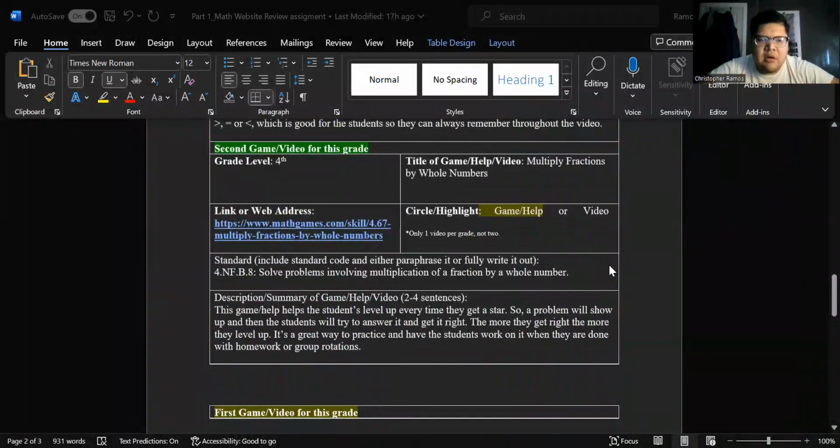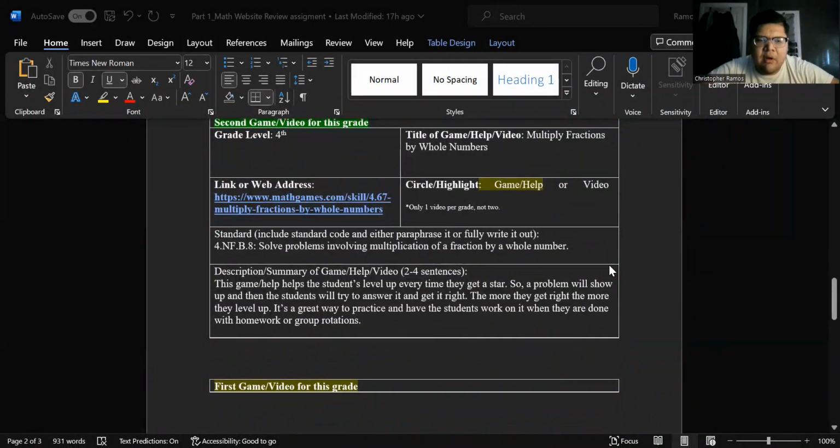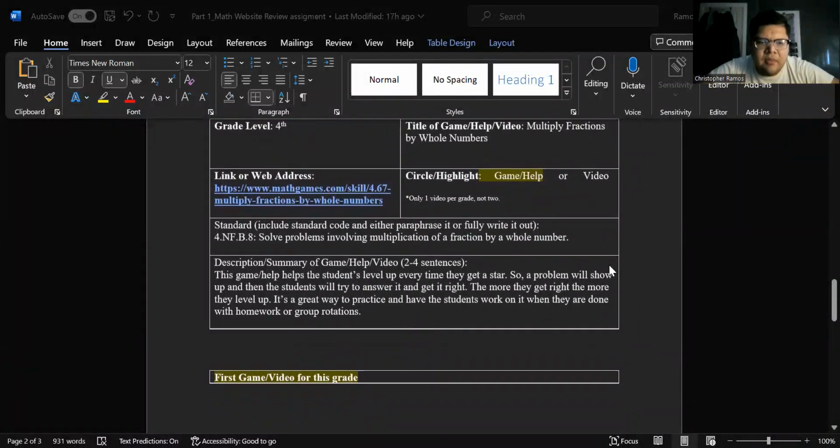Next grade level, I'm sorry. I did a game, and the title of the game is Multiply Fractions by Whole Numbers, and the standard is solve problems involving multiplication of a fraction by a whole number. The summary of this game is that it helps the students level up every time they get a star. A problem will show up, and the students try to answer it and get it right. The more they get it right, the more they level up. It's a great way to practice.